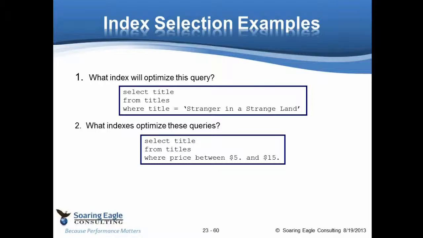For the second query, select title from titles where the price is between $5 and $15. Now, if you're at a Barnes & Noble, chances are you've got an awful lot of books between $5 and $15. As a result, what we will probably do is create a clustered index on price. That way we can group all the books together. Or we will create a non-clustered on price include title. If we do not include title, we're probably going after too many rows for the index to be useful.